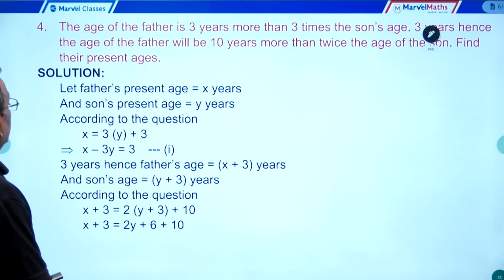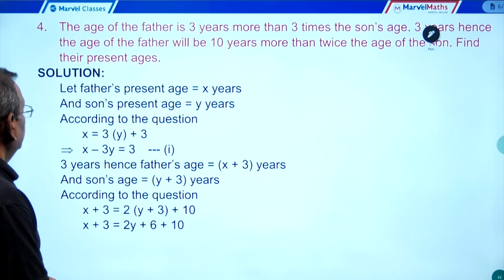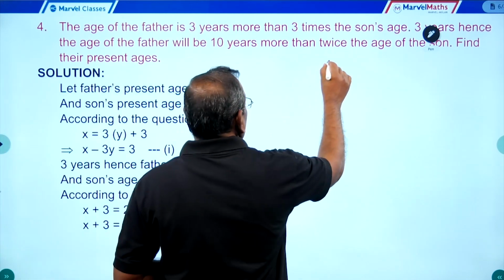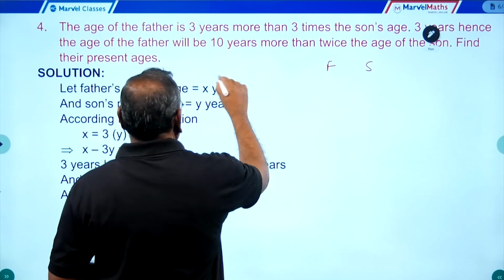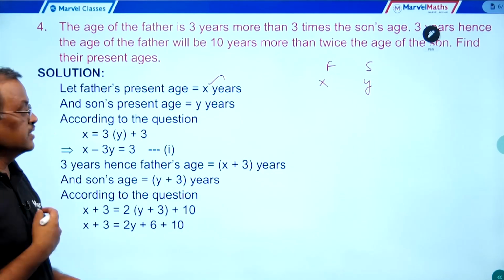3 years hence, the age of father will be 10 years more than twice the age of son. Find the present age. So this is father and son. Let the father's age be x years and son's age be y years.